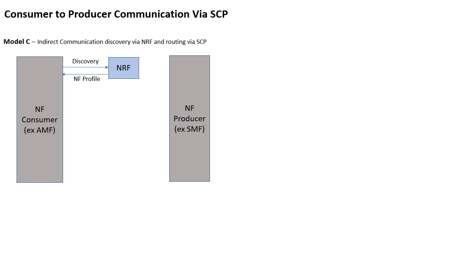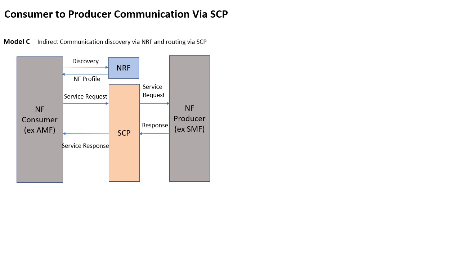Now in indirect communication, the network function consumer will talk to the SCP, the service communication proxy. It will not directly talk to the producer. It will send the routing request, the service request, to the SCP. The SCP, based on the available producers, will select the producer and send the service request to it. The producer processes the request from the SCP, and then the SCP sends the response back to the consumer. So between the consumer and the producer there is another network function called SCP, service communication proxy, which routes the service request between the consumer and the producer.